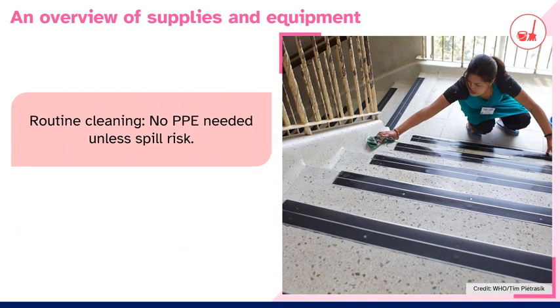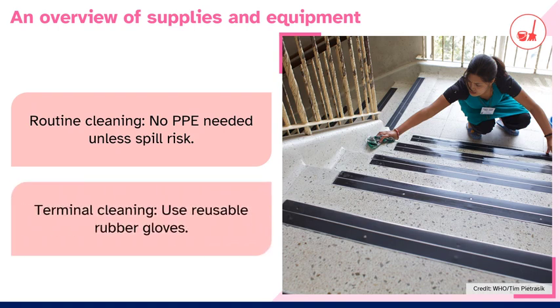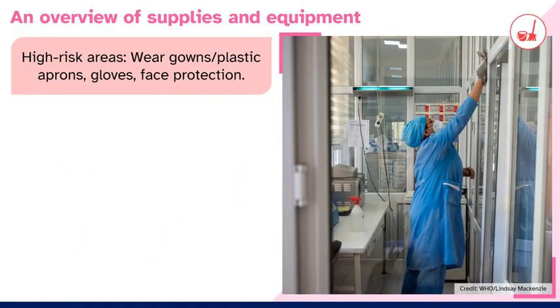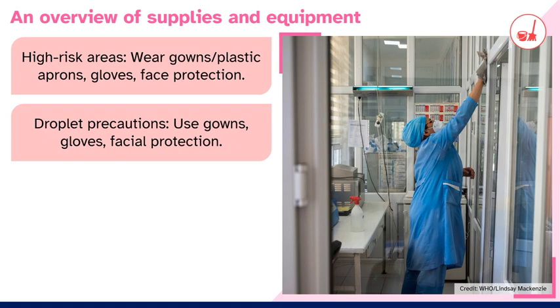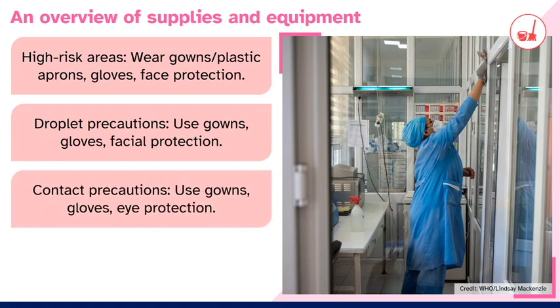For routine cleaning, no personal protective equipment, or PPE, is typically needed unless there's a spill risk. Terminal cleaning demands reusable rubber gloves. Cleaning high-risk areas requires gowns or plastic aprons, gloves, and face protection. Droplet precautions call for gowns, gloves, and facial protection. Contact precautions need gowns, gloves, and eye protection.